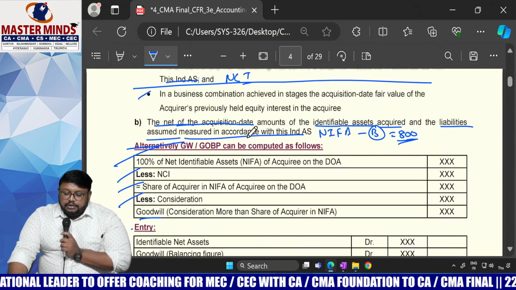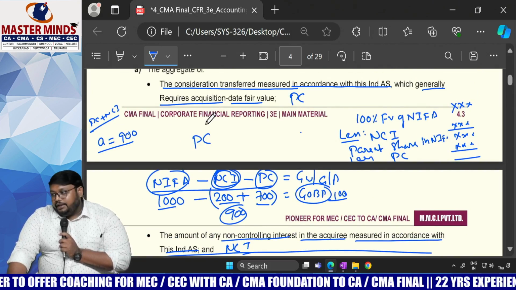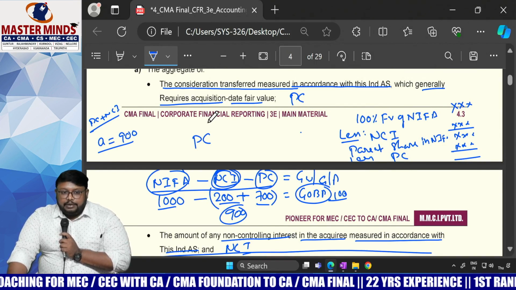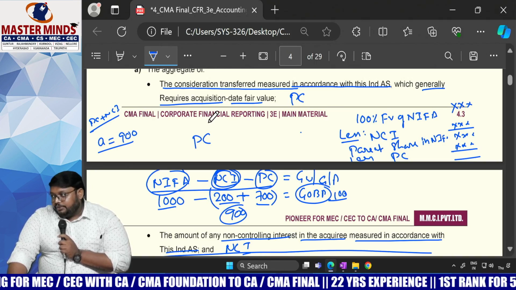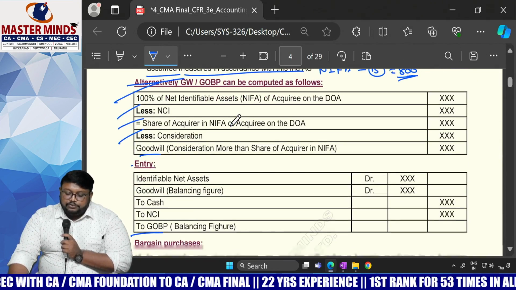So first of all, that is the thing. Goodwill: when we get an excess of A over B, we get goodwill. Excess of B over A, we get gain on bargain purchase. These excess questions we don't want. Just leave that format and you can follow this alternative format.